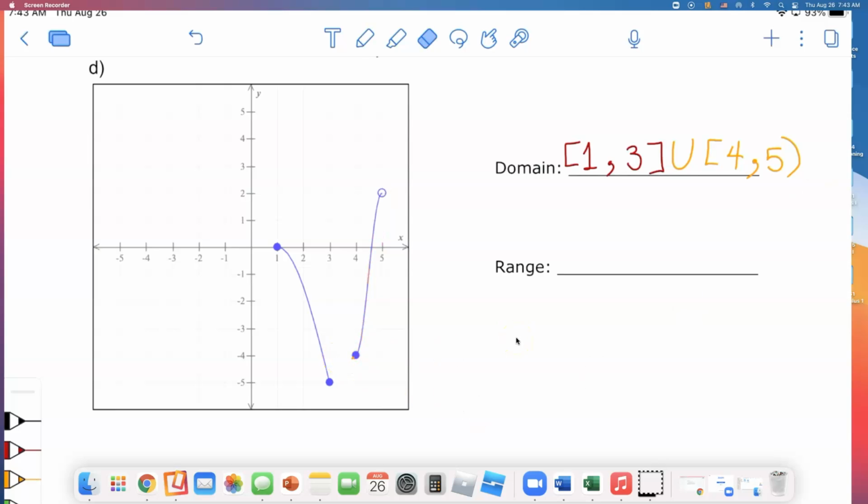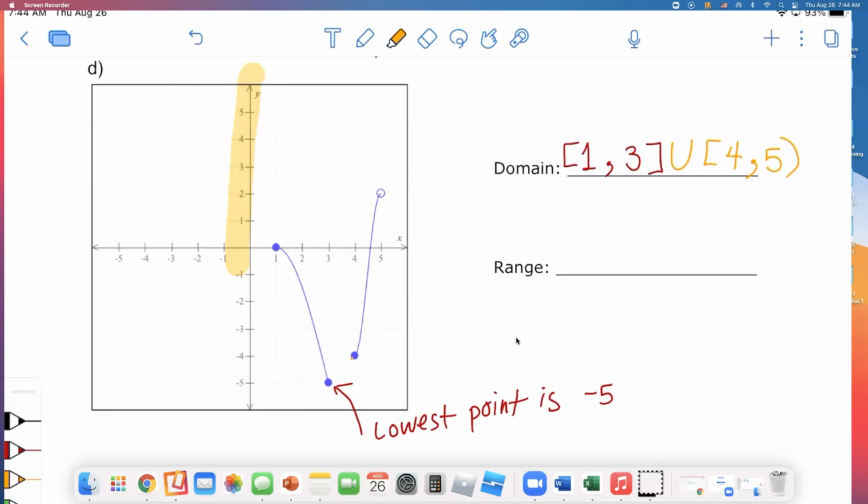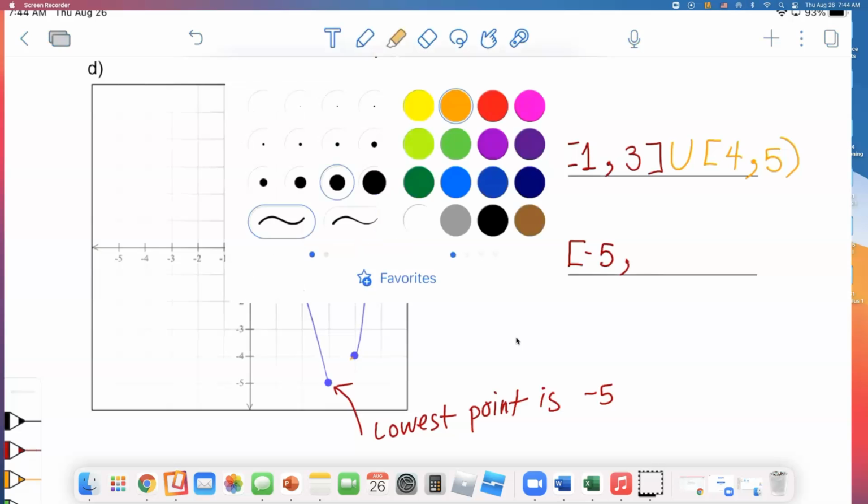Okay, let's do the range. Now this one's a little bit tricky. So how low does this go? What is the lowest point of this graph? I can see that this is the lowest point. The lowest point is -5 because the y value of that point is -5. So for the range, when you are reading range, you have to look at the coordinates of the y-axis. So let's take a look. I'm going to go ahead and say it starts from -5. And let's follow the graph, okay?